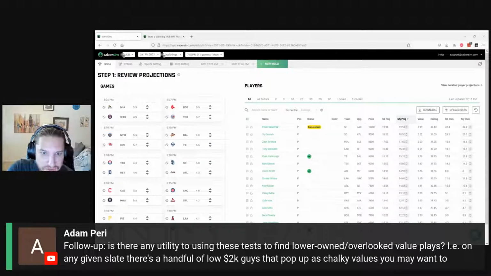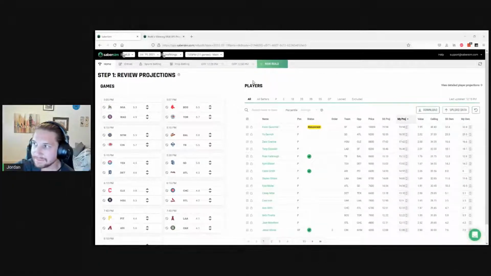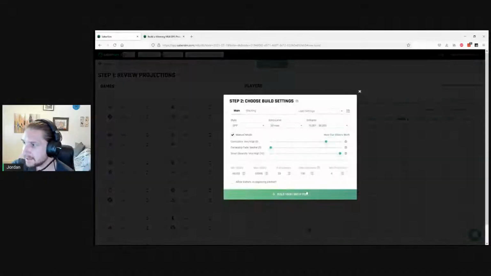Is there any utility to using these tests to find lower owned, overlooked value plays? That is, on any given slate, there's a handful of low 2K guys that pop up as chalky values that you may want to, I assume, play. Yeah, probably. Let's go ahead. Let's run one and see what it does.